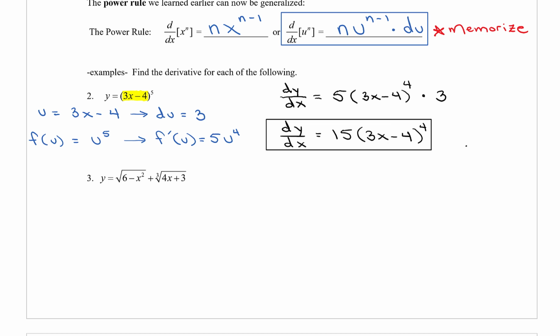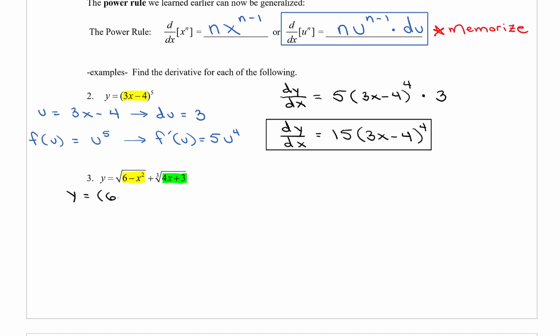Number 3, y equals the square root of 6 minus x squared plus the cube root of 4x plus 3. I'm going to highlight in yellow the 6 minus x squared part, and I'm going to highlight in green the 4x plus 3 part. Both of these represent inner functions. So I'm going to be applying the chain rule twice to this function. First time to the portion that is in the square root, and then the second time it will be to the portion that has the cube root.